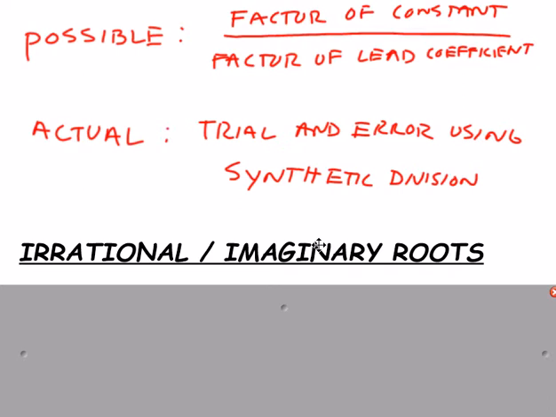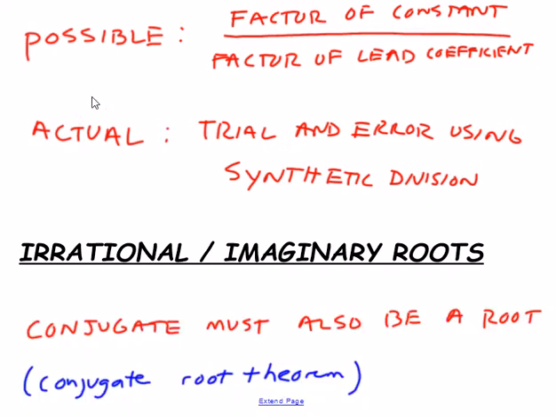Now, for the other 2 types of roots, irrational and imaginary, what you need to know is that the conjugate root theorem applies, which means that if you're going to have any irrational or imaginary roots, they come in pairs. Irrational roots show up in the form of a radical, typically a square root, and imaginary roots show up with an i. You're not going to have an equation that has only 1 irrational root or 3 irrational roots or 5 imaginary roots. They have to come in even amounts. That's what the conjugate root theorem means.